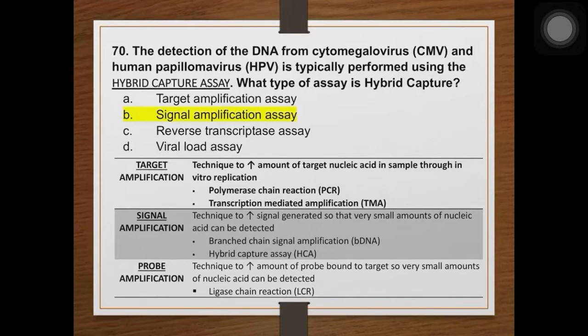For probe amplification naman, we have yung LCR or ligation reaction. So yung hybrid capture assay is an example of a signal amplification technique. Correct answer number 70, letter D.